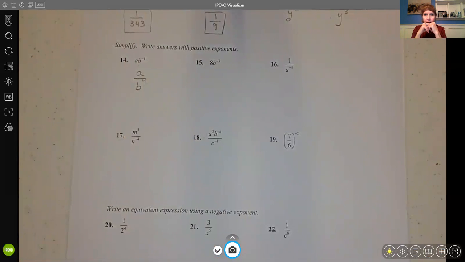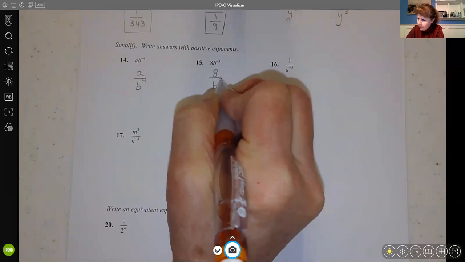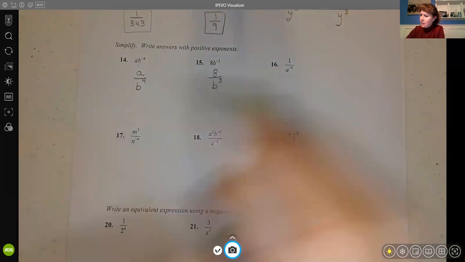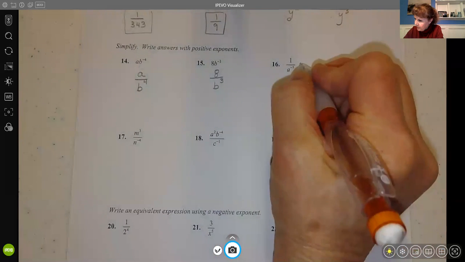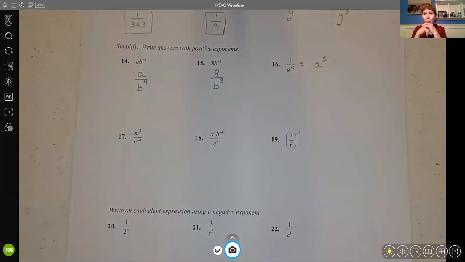Okay. Let's look at 15. The 8 stays, and the B comes down. Oh, sorry, yeah, it's a negative 3. And it becomes a positive. Now let's look at 16. It's in the denominator. It's got a negative exponent, so it will change position. It will come up to the numerator, and then once you've changed the position, you drop that negative exponent.